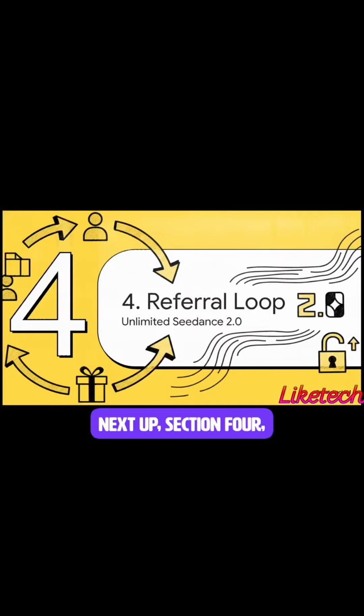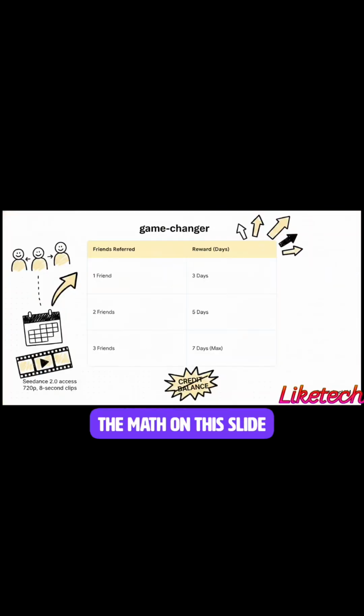Next up, Section 4, the referral loop. Let's talk about getting free, unlimited Seedance 2.0. The math on this slide is just seriously rewarding. Check this out. If you referred just one friend who successfully completes the sign-up loop, you net 3 full days of unlimited Seedance 2.0 access. 2 friends gets you 5 days, and it caps out at a massive 7 days if 3 friends join. That is an entire week where every single 720p 8-second clip you run through Seedance 2.0 doesn't even touch your credit balance. If you're planning a big content push, this is an absolute game changer.